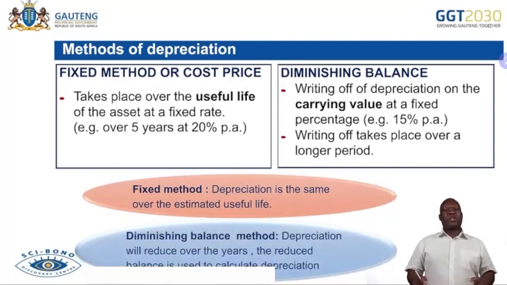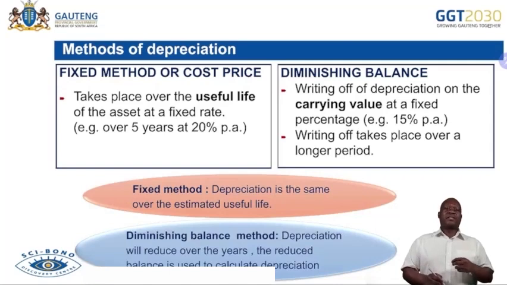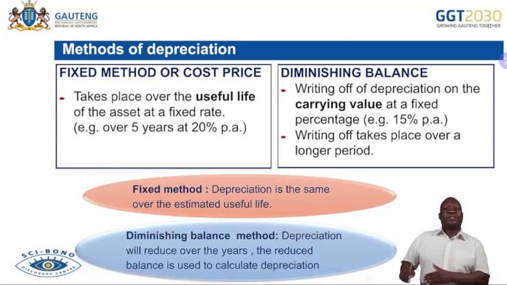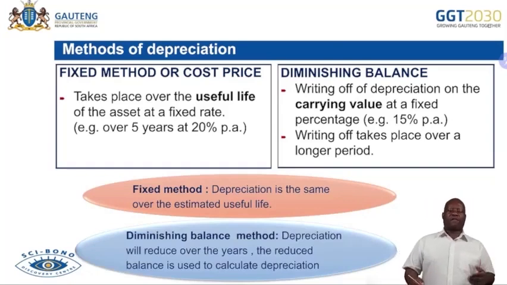Now, when it comes to the diminishing balance method, depreciation is diminishing. It's getting smaller and smaller as time goes on. Why? Because we are always calculating depreciation on the carrying value, the value left, which is always going down. So the depreciation also goes down. Diminishing balance method, I think it speaks for itself. It is always being reduced because it is calculated on the carrying value, which is also always going down.